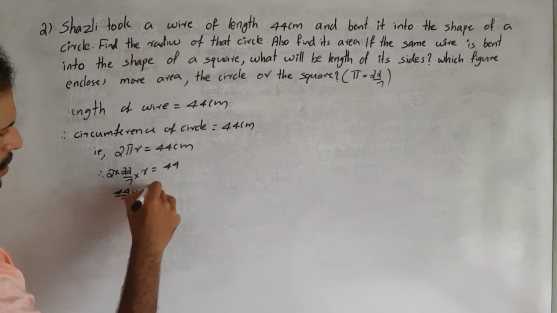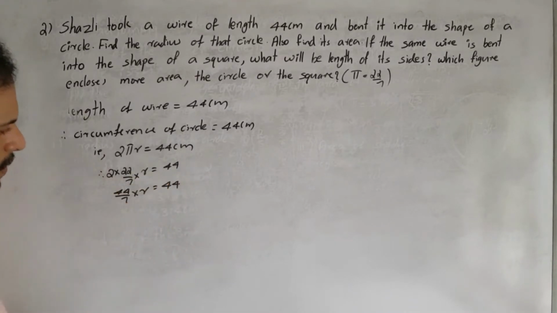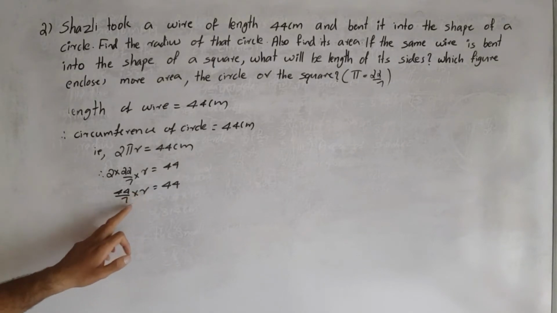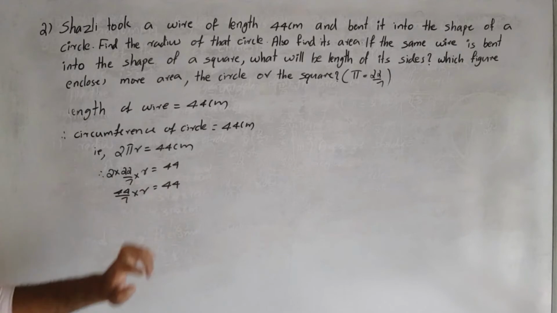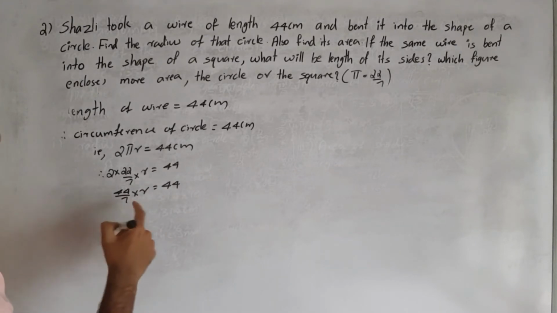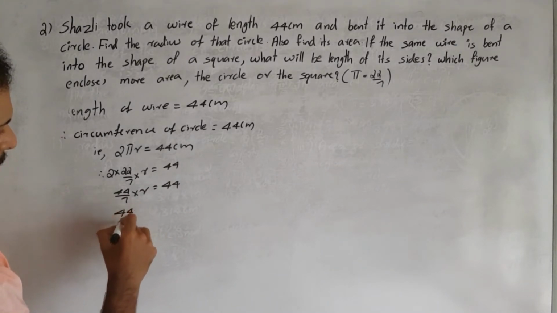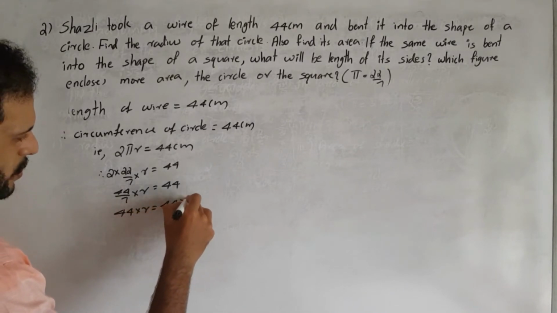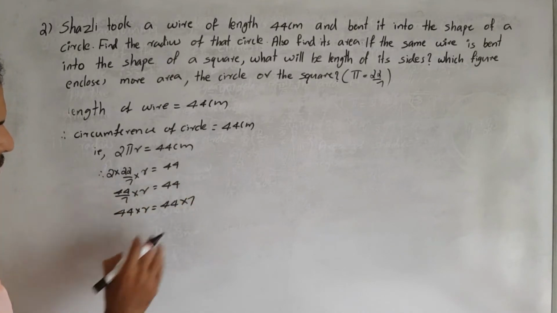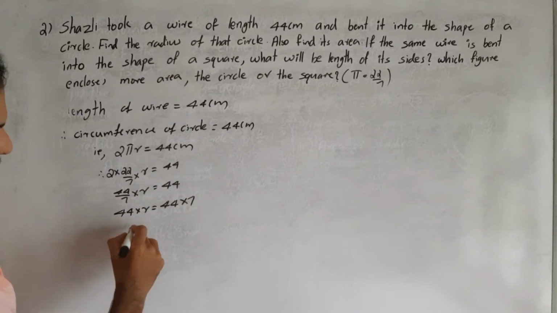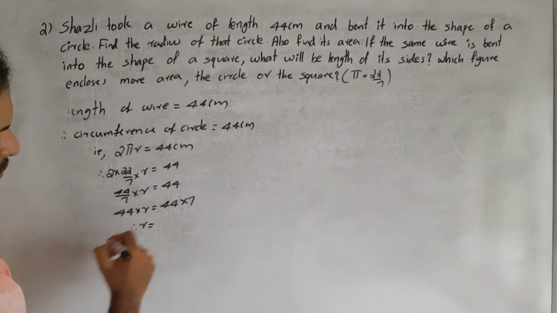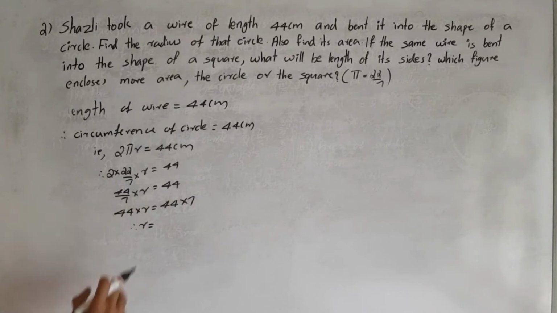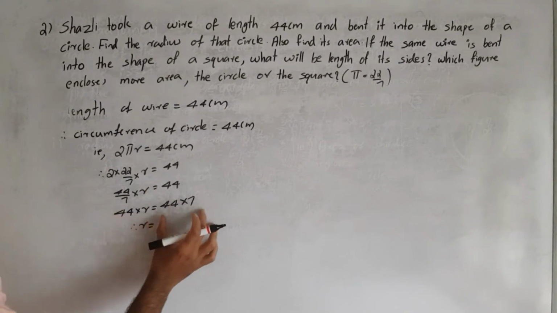44/7 into r is equal to 44. Okay, then what is next? Next we transpose. We want to find the value of r, so we transpose the 7 to the side of 44. Okay, then what is remaining here? 44 into r is equal to 44 into 7, and 7 is multiplying, so in the case of transposing we keep it there. Therefore r is equal to, yes, we transpose this 44 to the side of 44 into 7, the 44 to the RHS.